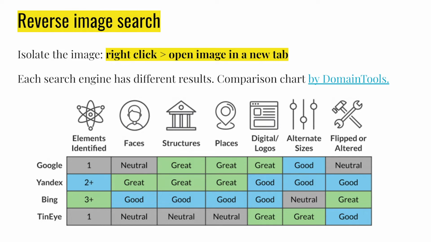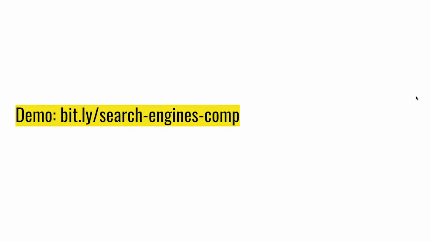So the first thing that you should do when you are looking at an image is to isolate the image in a new tab. That way you'll get the full picture and you'll get a sort of higher quality image. And you can do that by just right-clicking and selecting Open Image in a new tab. Let's try this with one image and see how the different search engines behave. And as a note, you should have the InVid plugin installed already.